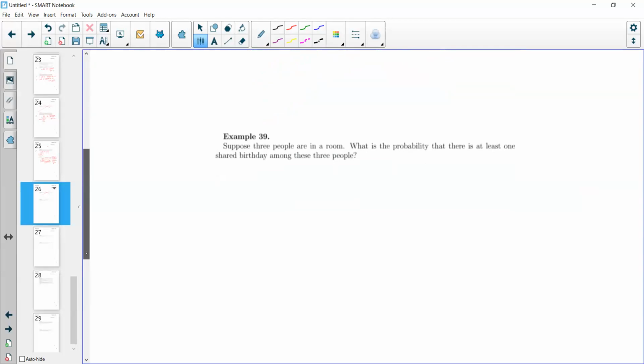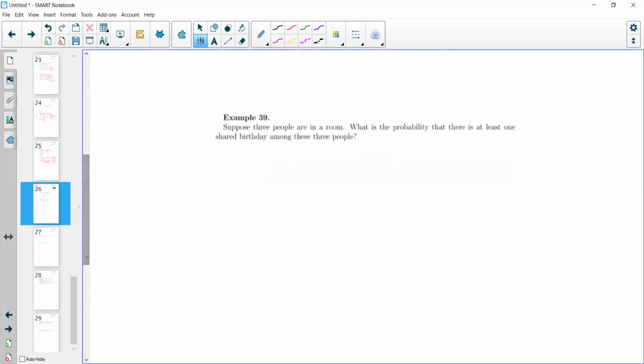So let's look at this one. How many people do we have? 2, 4, 6, 8, 10, 12, 14, 16. Probably not going to work. How many do we have online? That might be a good test. So suppose we have 3 people in a room. What is the probability that there is at least one shared birthday among these 3 people? And we're talking month and day, not year.